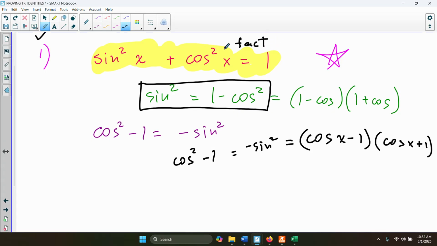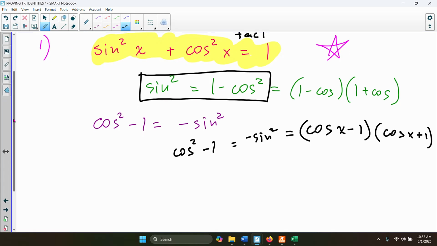This is just accept it. This is a fact. So if I divide both sides by a number, I'm allowed to do that, right? I'm not proving anything right now. I'm just kind of developing a new one.